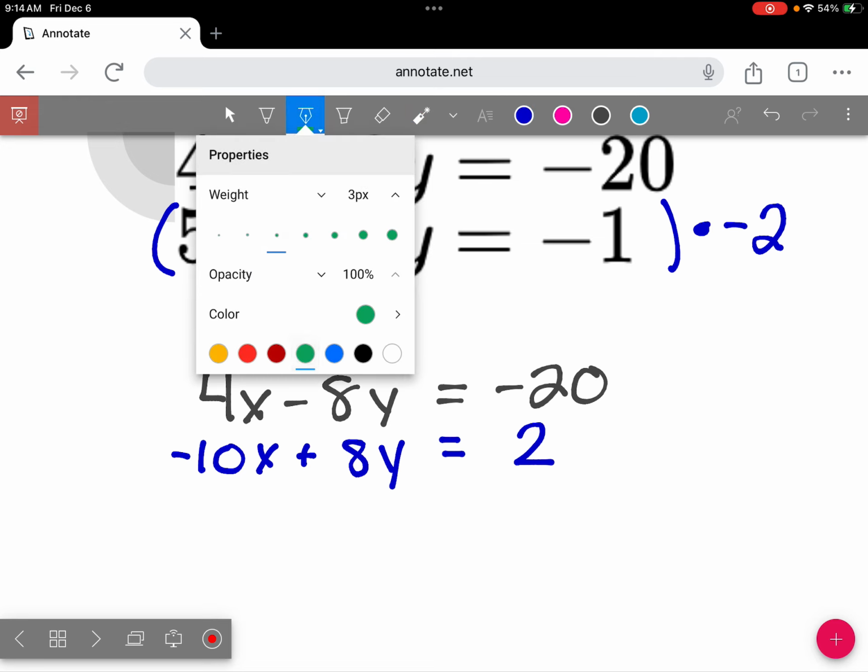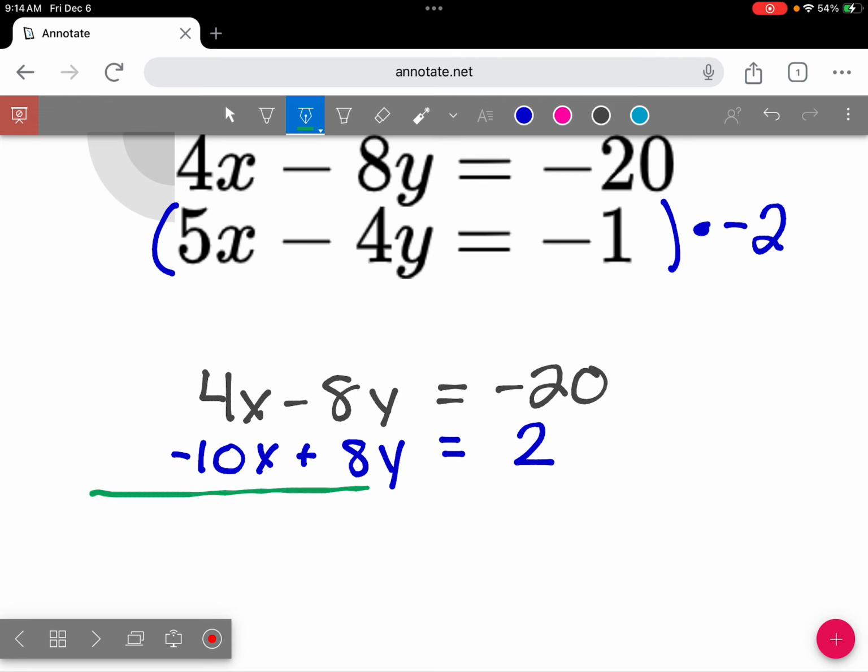Because if I come through now, old school addition in columns, 4x plus -10x is going to give us what? -6x. Minus 8y plus 8y gives us what? 0. That's what we wanted to happen. It should cancel out. If one of our variables does not cancel out, something went wrong, we stop and reassess.